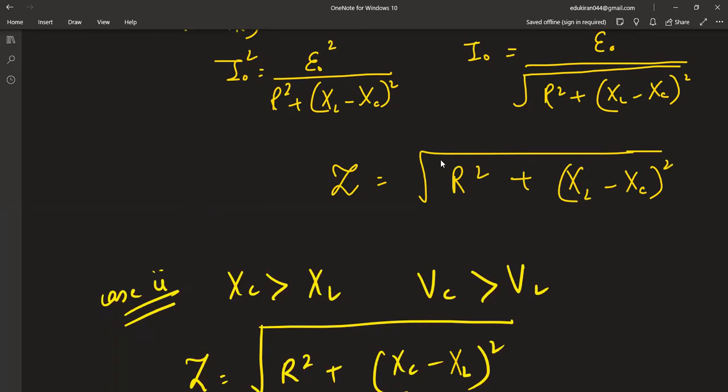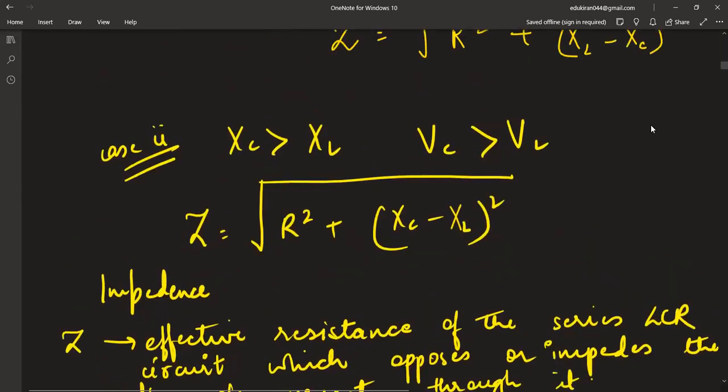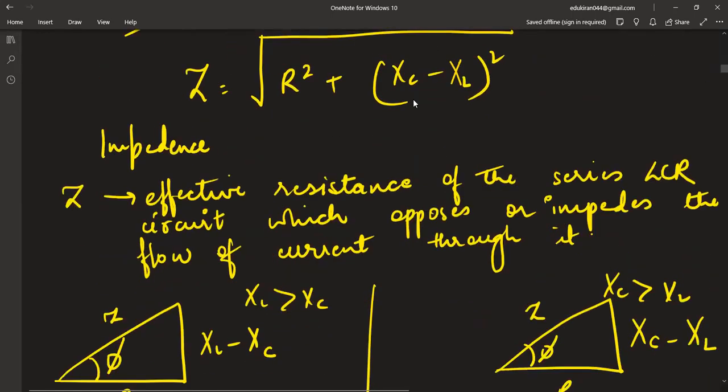This is the resultant, but this is the case when XL is greater. If XC is greater, same derivation class, it's just that we'll get XC minus XL square. So what is meant by impedance? Impedance means the effective resistance of a series LCR circuit. It's like you have the net resultant resistance for the entire LCR circuit.